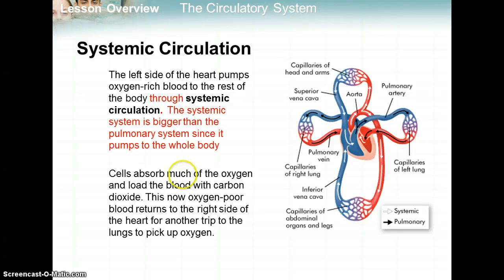Cells absorb much of the oxygen and load the blood with carbon dioxide. Once the systemic circulation has delivered all of your oxygen-rich blood, that blood becomes oxygen poor because it delivered the oxygen to your cells. This now oxygen poor blood returns to the right side, like here the superior vena cava returns it back to the right side, so it can get oxygen again from your lungs.